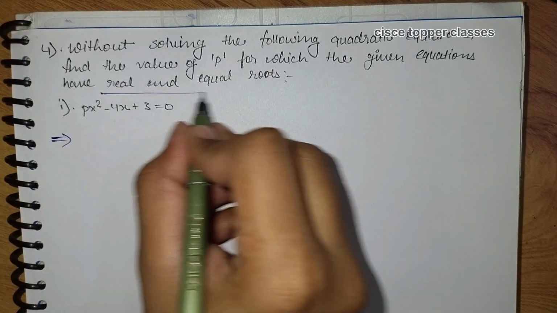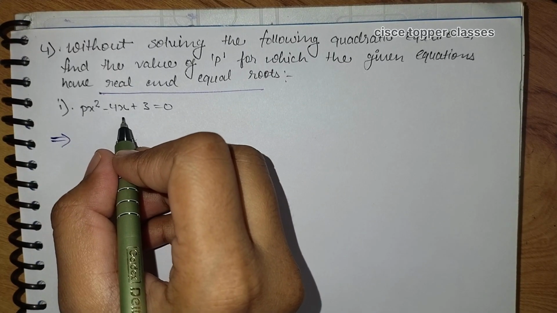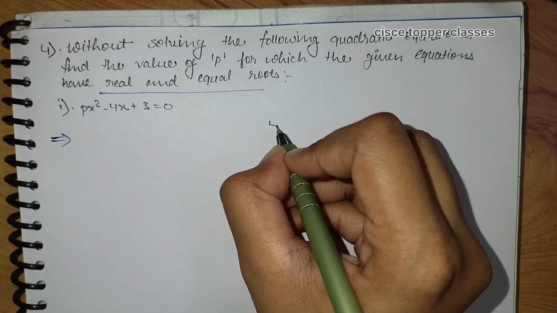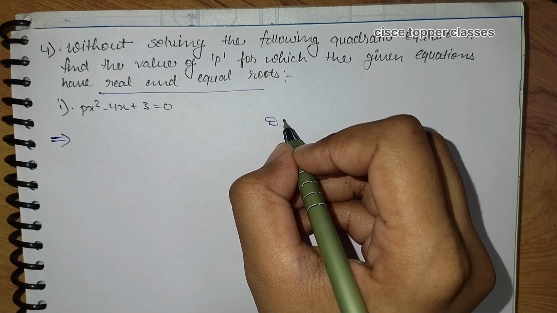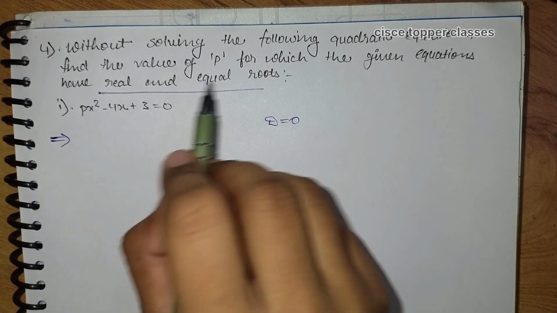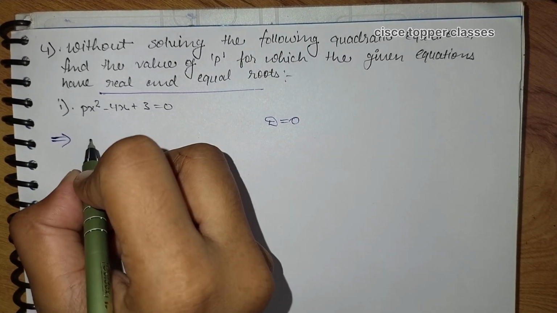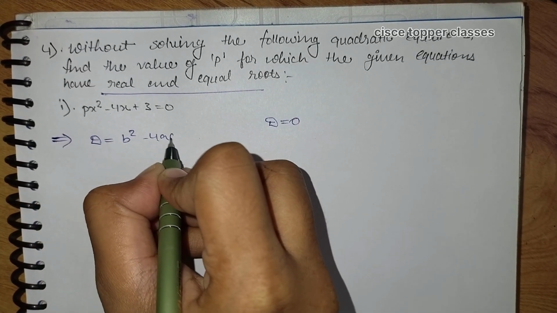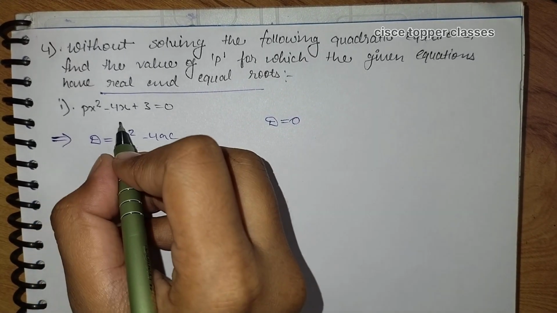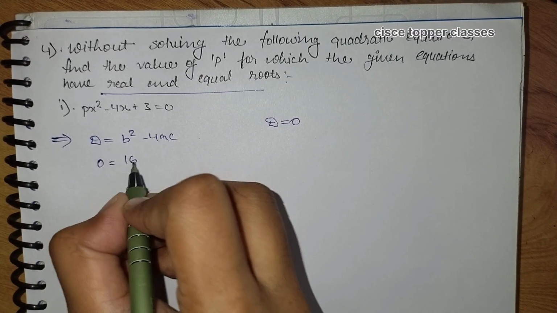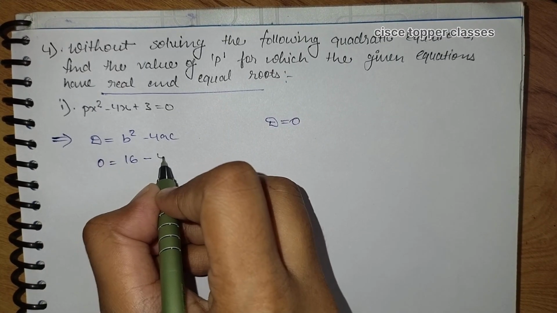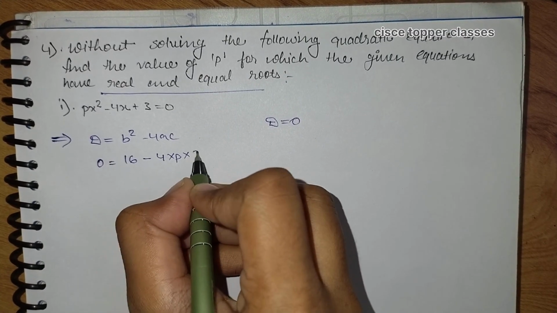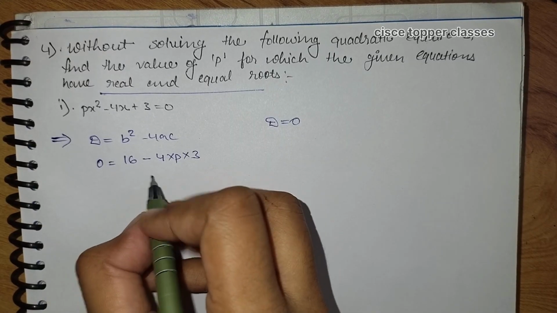It is given that we have equal and real roots of this equation, and only if D is equal to 0 will we get real and equal roots. Hence, we find the discriminant b square minus 4ac and put the value of D as 0 here. B square will be 4 square, that is 16, minus 4 into p into 3. From this we will find the value of p.